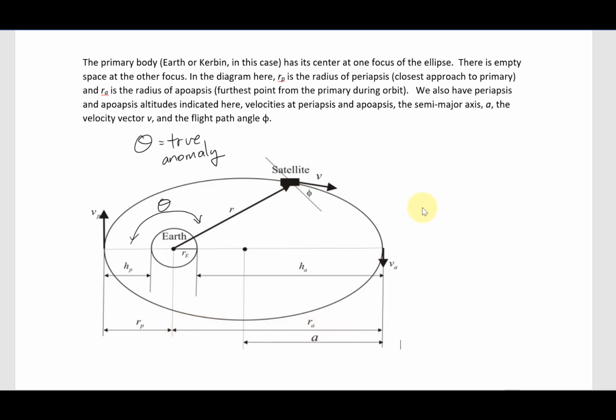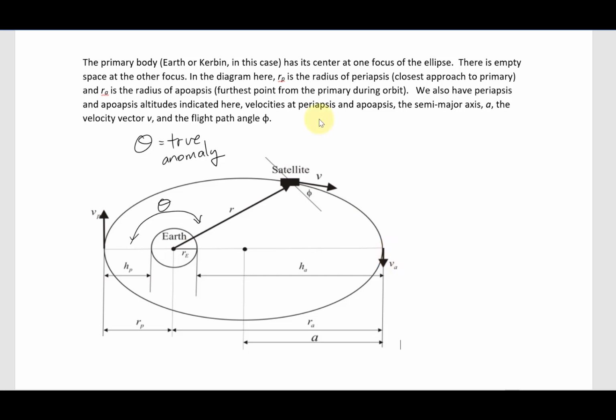We also have periapsis and apoapsis altitudes indicated in the diagram. So HP would be like height at periapsis or altitude at periapsis. That's the distance to the surface of the planet. And this HA would be the apoapsis height or altitude. That's the distance from the surface to the point of apoapsis, the farthest from the primary body.